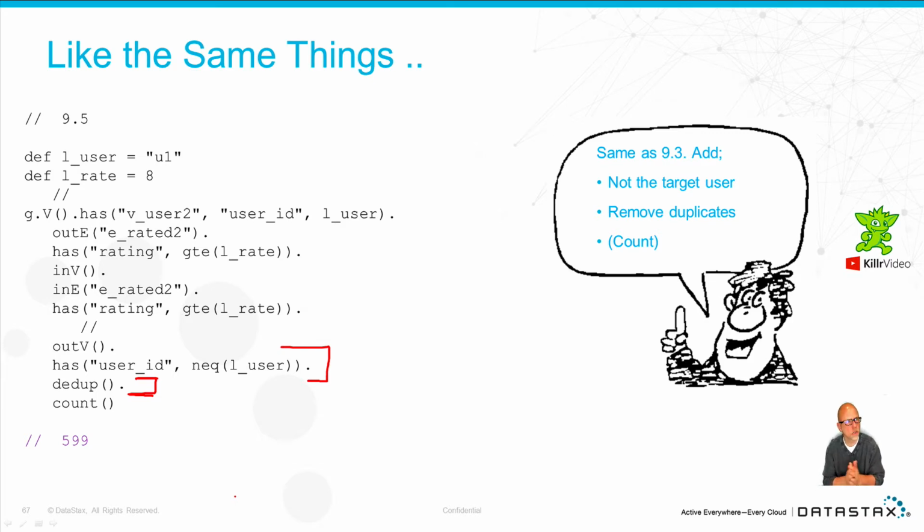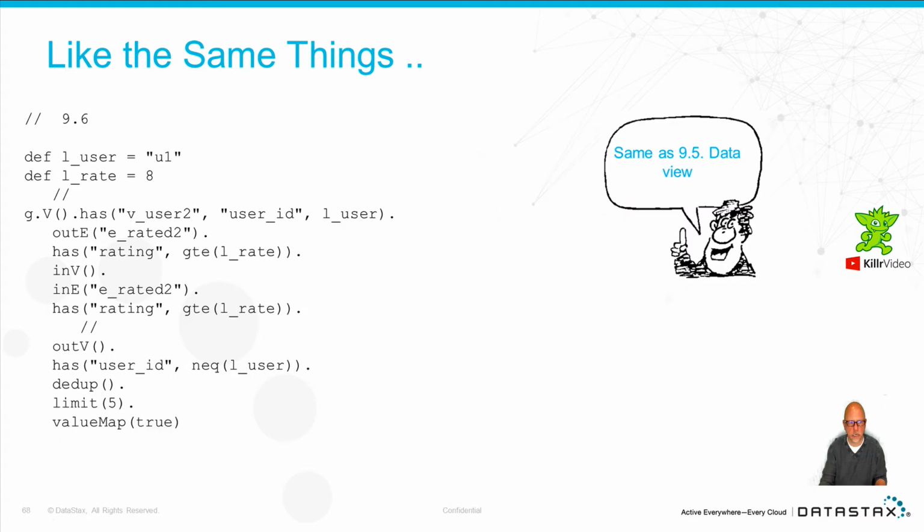And what was the original number? Like 962 or something like that. Anyway, unique user list. I don't need to know. If one user rated 3 movies that I liked, they would have shown up 3 times. So I rated 3 movies. They rated the same 3 movies. They'd show up 3 times in the list. I just want their name. And so that's what the dedupe gives me, and then it's 599.